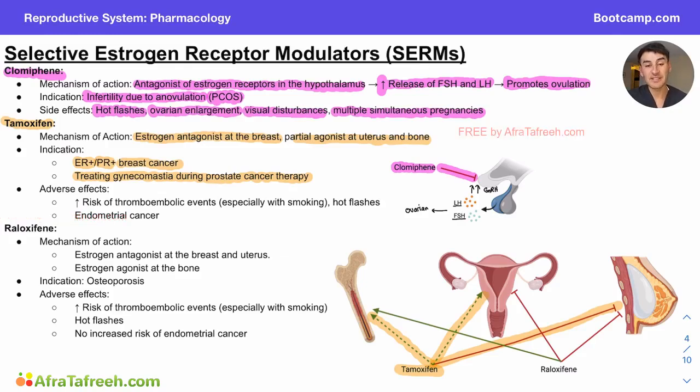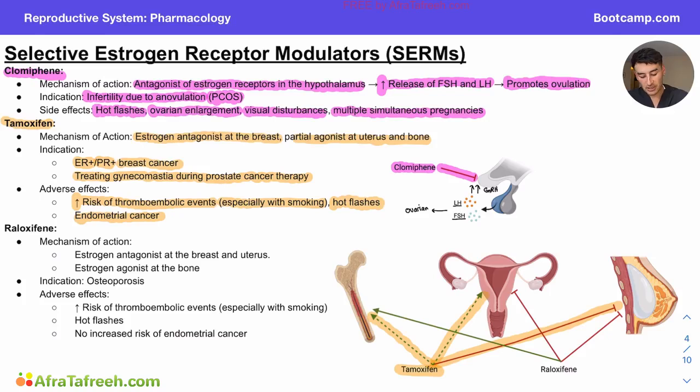Now, just like clomiphene, tamoxifen comes with its own host of adverse effects. So with tamoxifen, we're going to have an increased risk of thromboembolic events like DVTs, and this is especially increased with smoking. And this may be familiar to you guys from OCPs, which are oral estrogens that we give patients who are seeking birth control. We always ask about smoking history because of the risk of clots with smoking and supplemental estrogen. And then these patients can also suffer from hot flashes. And then lastly, we have an increased risk of endometrial cancer, and this has to do with the partial agonism that the tamoxifen has at the uterus.